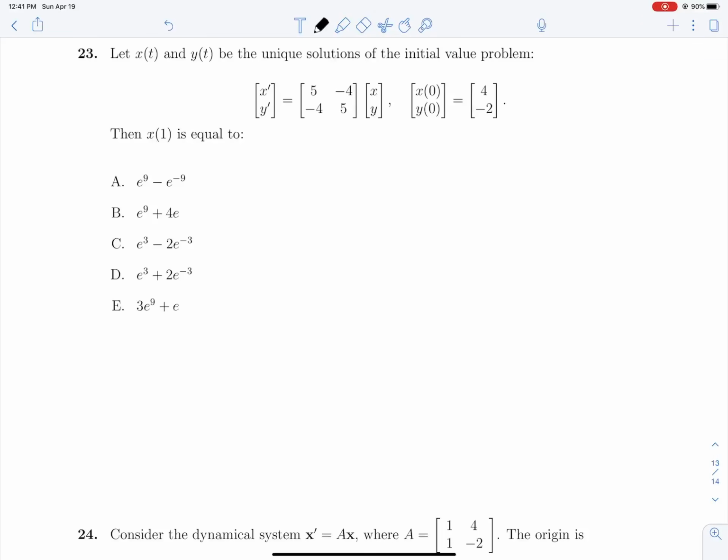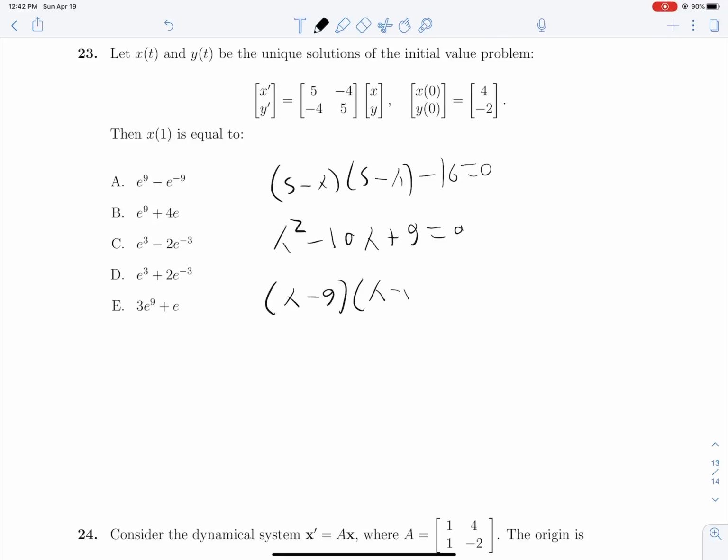23, let's find x at 1, which is the solution to x prime equals Ax with this initial condition. Let's solve for our eigenvalues. That's (5 minus lambda)(5 minus lambda) minus 16 is equal to 0. And so we get lambda squared minus 10 lambda plus 25 minus 16, which is plus 9, is equal to 0. So (lambda minus 9)(lambda minus 1) is equal to 0, lambda is equal to 1 and 9.